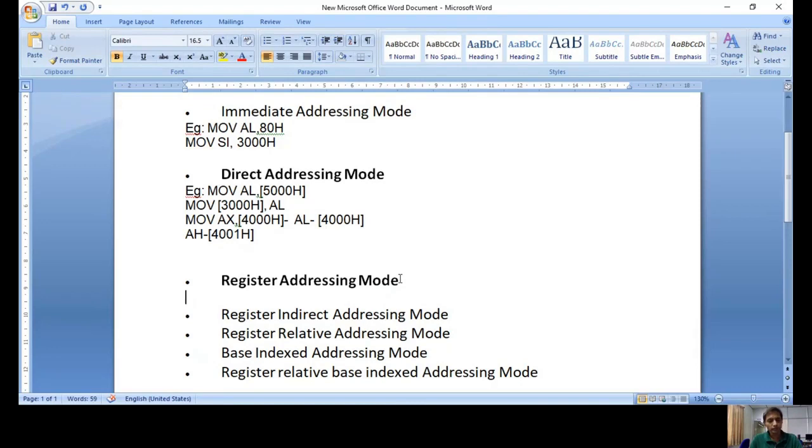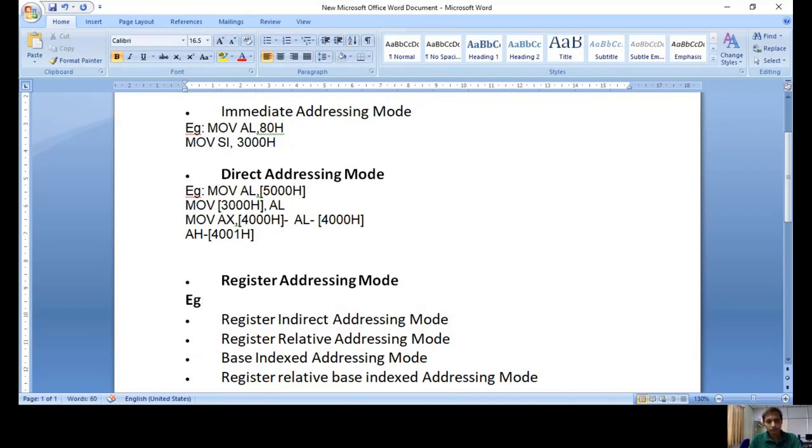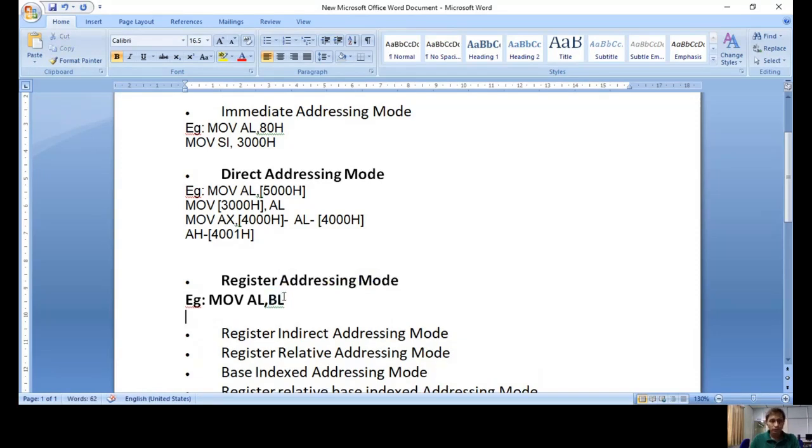So both are registers. Let us see an example. We can write like this: MOV AL, BL. So what is the meaning of this instruction? The data that is present in BL is moved to the AL register. So here, what is your observation? The source operand and destination operand both are registers.